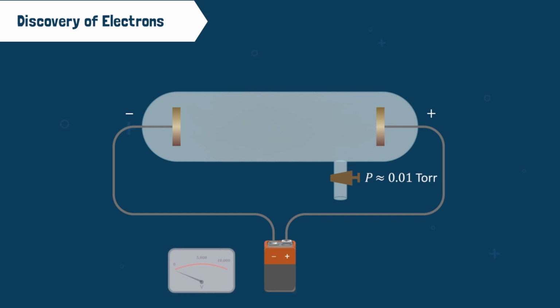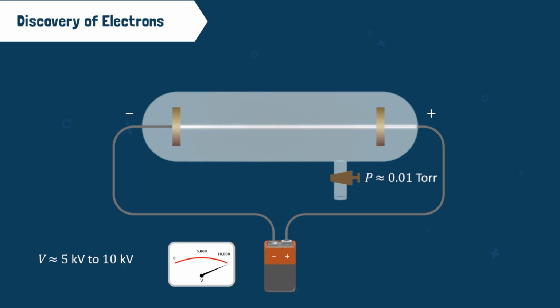He saw some rays being emitted. These rays were creating a fluorescent glow on the wall opposite the cathode. He noticed that the rays were being emitted by the cathode, and so he named them cathode rays. Later on, these rays were identified as electrons.